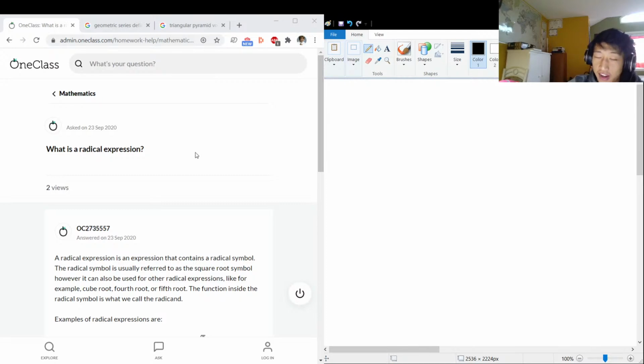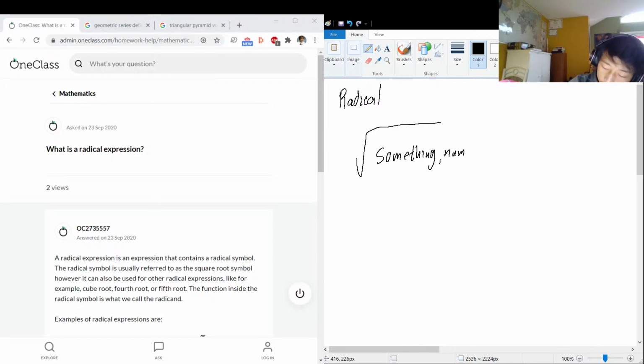So, the next question that we have, what is a radical? Well, they're pretty rad. A radical typically looks like this. So you're going to have something, possibly some numbers, possibly some variables. Anything that's underneath a root, and you might have a number here, n.